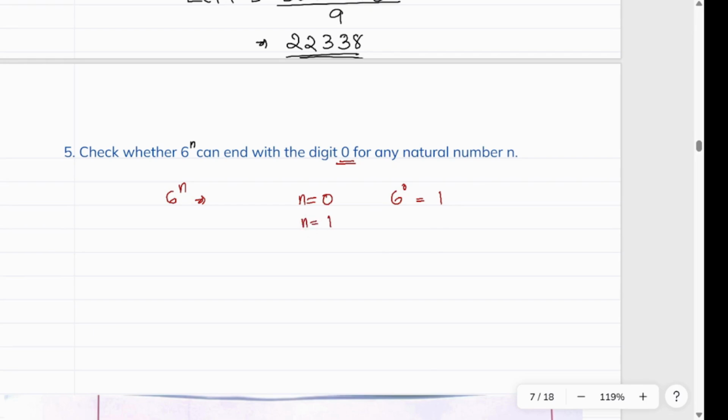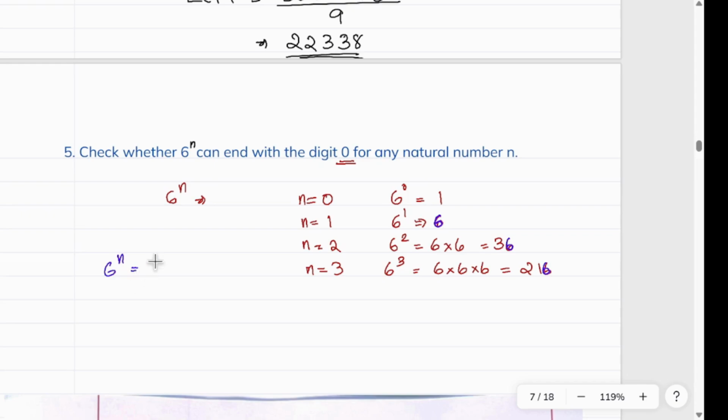If n equal to 1, what will be our value? 6 raised to 1 is equal to 6. If n equal to 2, what is the value? 6 raised to 2 is 6 into 6, which is equal to 36. If n equal to 3, 6 raised to 3 is 6 into 6 into 6, which is equal to 216. In all these cases, you can see that the ending number is 6. Correct?